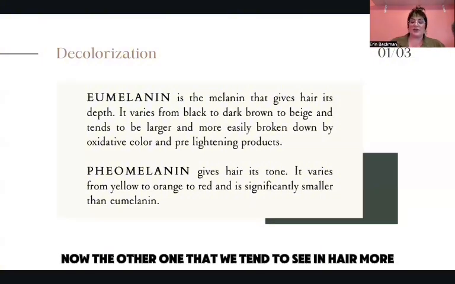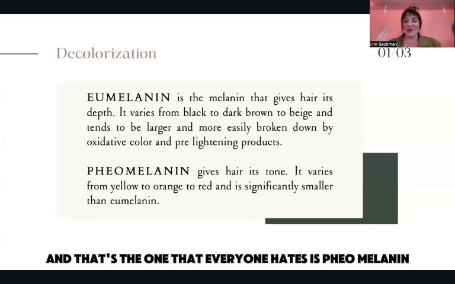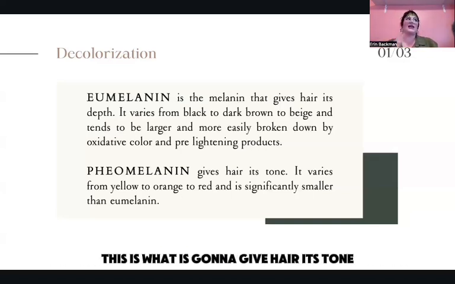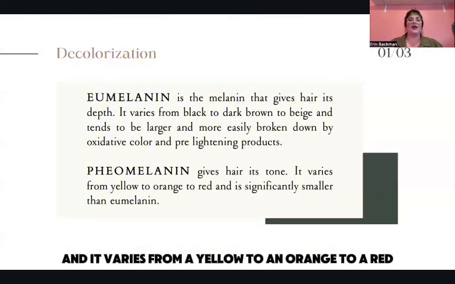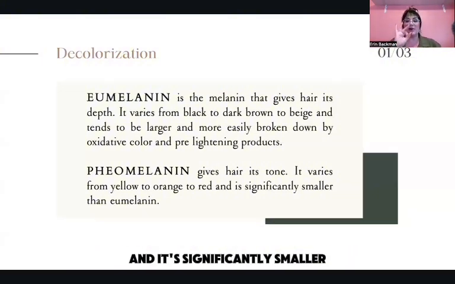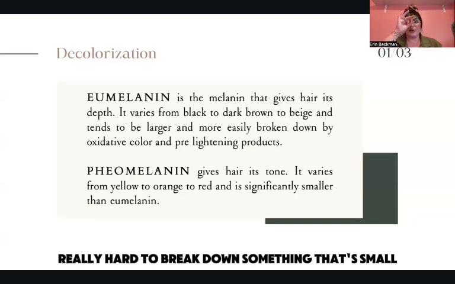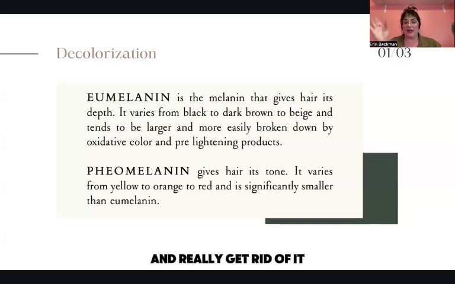Now, the other one that we tend to see in hair more, and that's the one that everyone hates, is pheomelanin. This is what gives hair its tone, and it varies from a yellow to an orange to a red, and it's significantly smaller. And it's really hard to break down something that's small and really get rid of it.